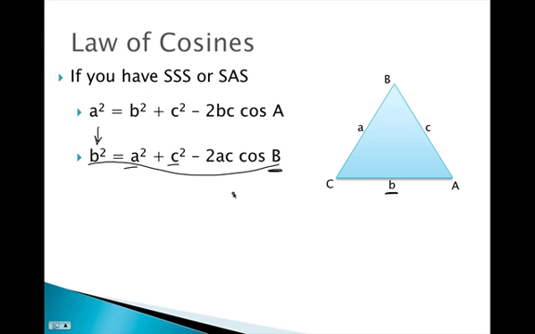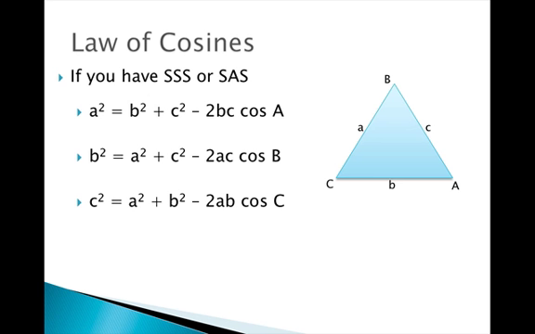So the third formula, you can probably guess, is going to be very similar to this, but that's where we're going to solve for side length c. And that formula is c squared equals a squared plus b squared minus 2ab times cosine C. So again, if we take a look at our triangle, that means that we would have side length a, side length b, and angle measure C. And then we would be able to solve for side length c.